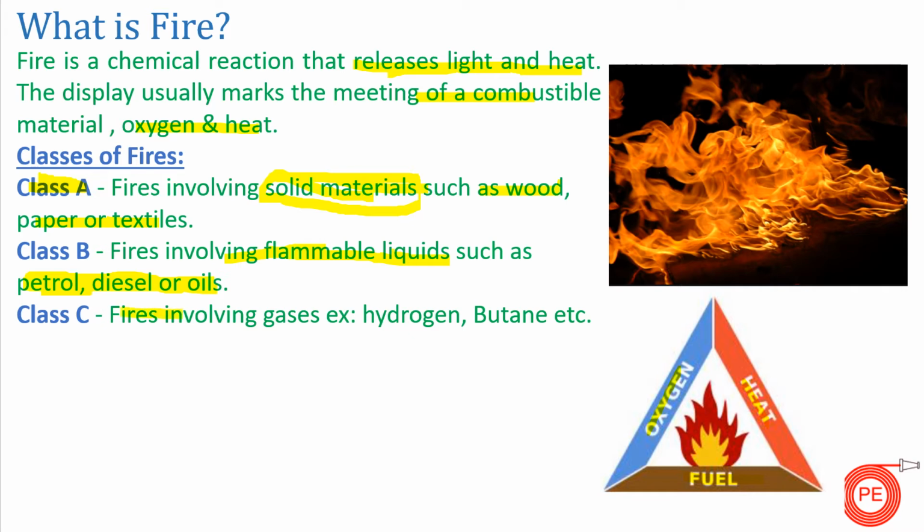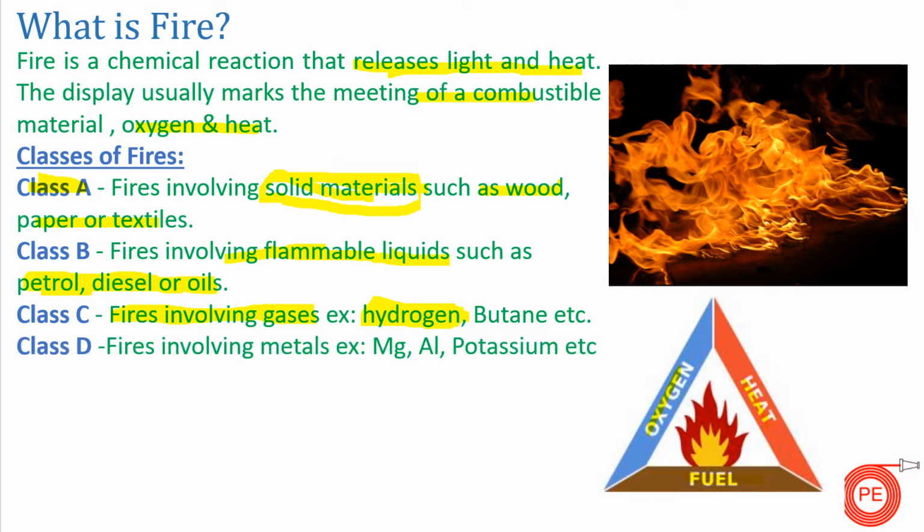Class C is when there is a fire in gases. Gases like hydrogen, butane, methane can burn. So if there is a fire due to combustion in these gases, this will come under our class C fires. Next is class D fires.